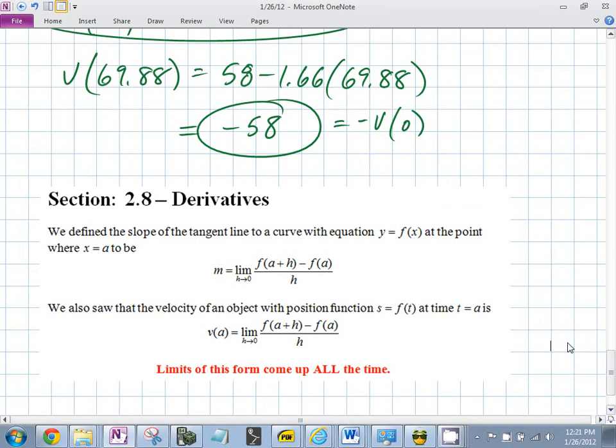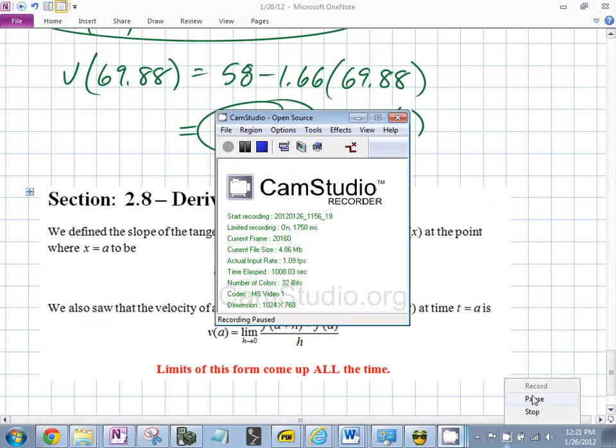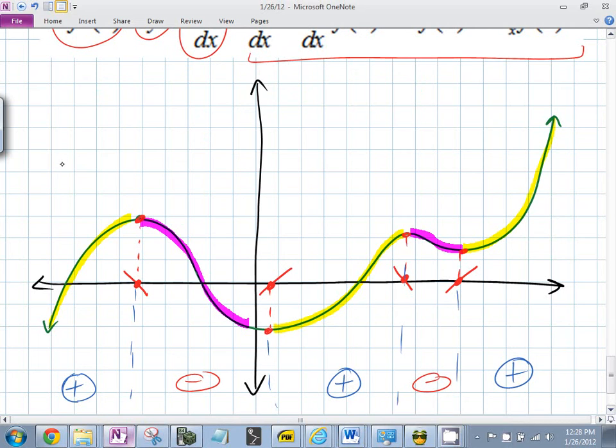Limits of this form come up all the time. We like to study rates of change all the time. It's going to look like this, like that, right? And then it becomes really, really negative, right? And then what happens right here? It gets less negative. So what do you know is happening right here? This is an interesting point to look at. It's getting really steep, and then at this point it's still negative, but it's less negative, right?